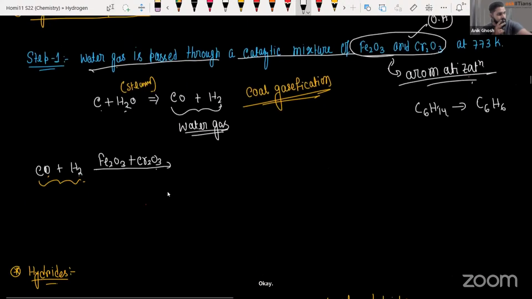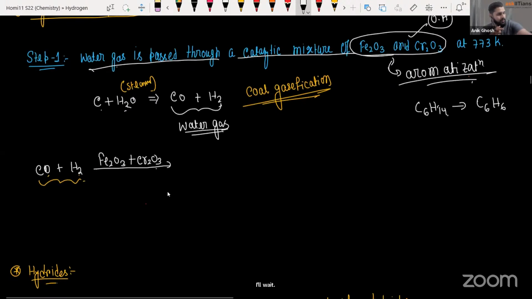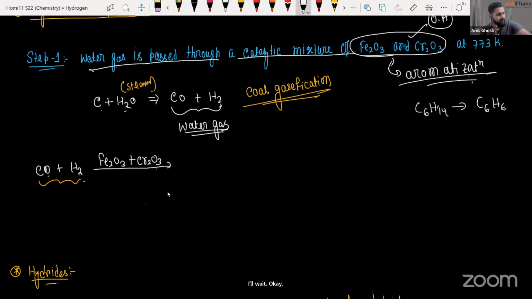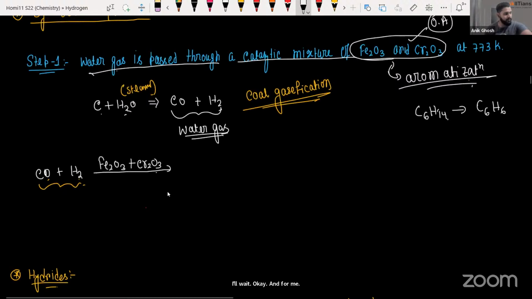CO and H2 with Fe2O3 and chromium oxide. Fine. So it would get converted into carbon dioxide.